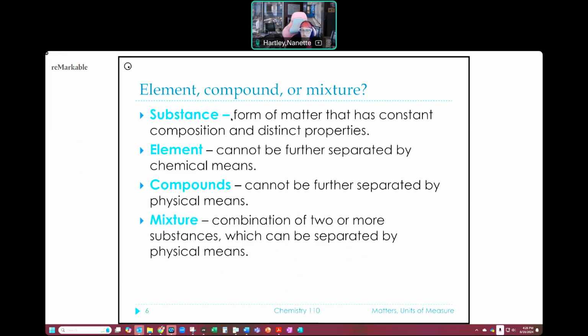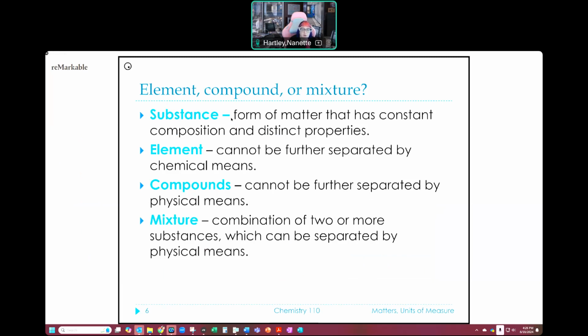Elements, compounds, and mixtures. You've probably heard these terms before. So I want some definitions for those terms. I like definitions. A substance is a form of matter that has constant composition and distinct properties. Now, a substance could be anything. It could be an element, it could be a compound, it could be any number of things, as long as it has constant composition and distinct properties.